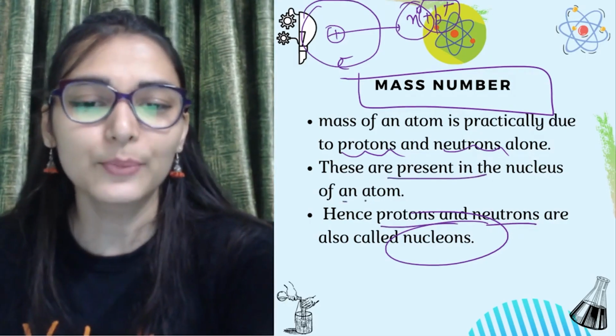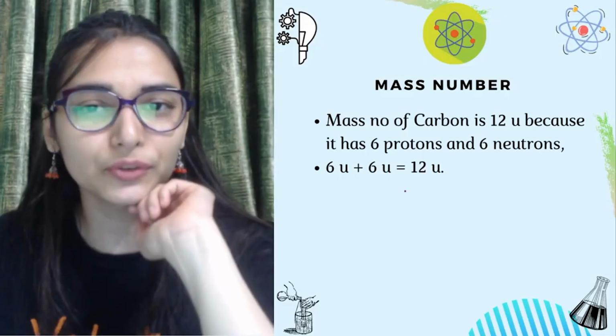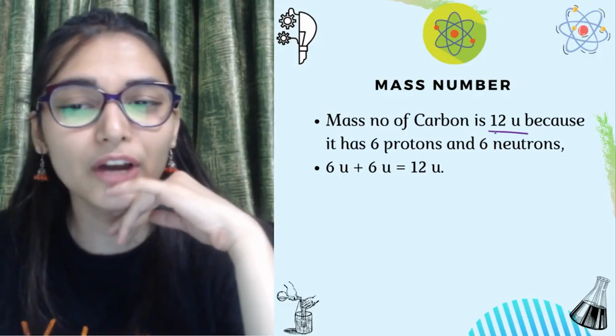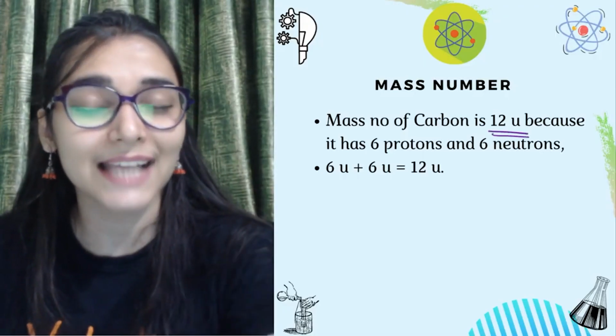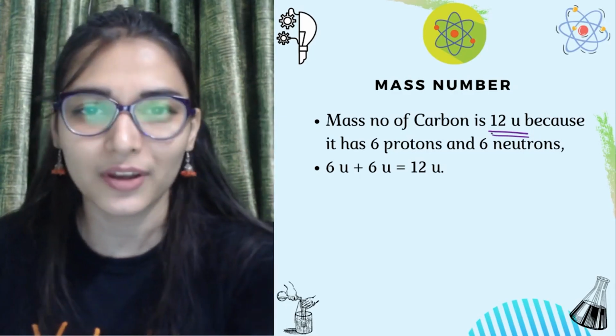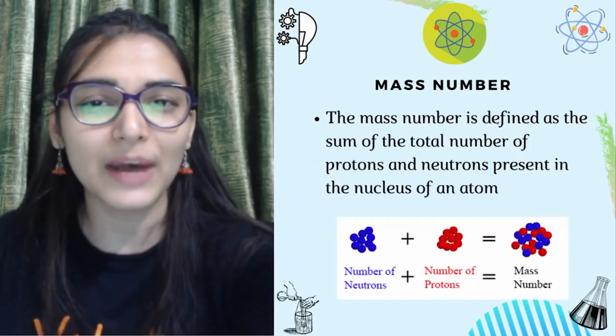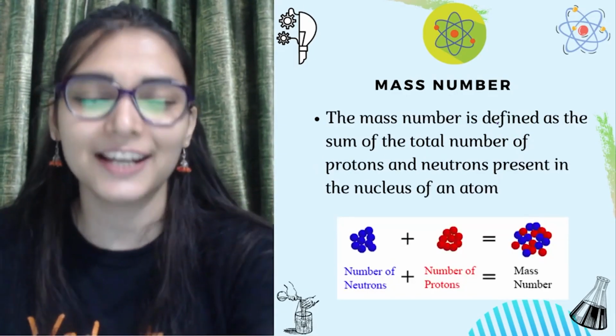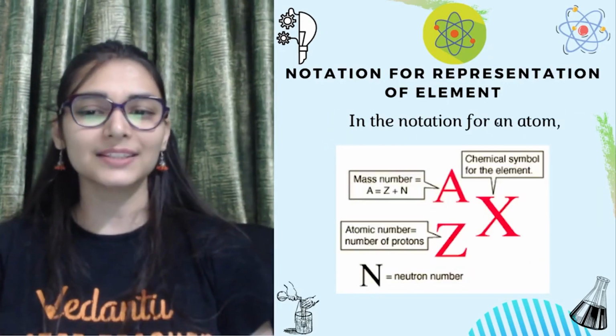Okay, and they are present in the nucleus of an atom, so you know that. So when I say the mass number of carbon is 12, that means it has 6 protons and 6 neutrons. So both have contributed 6 to the mass, right? So you can do that. चलो, mass number is also easy.